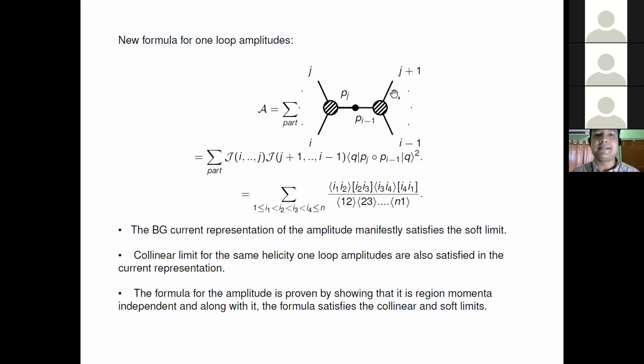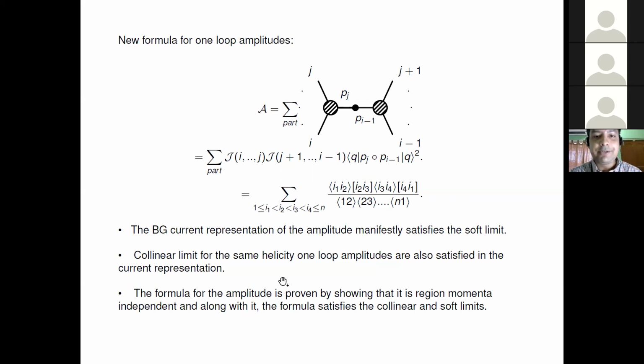But what we propose is a new formula for this result in terms of the Berends-Giele currents, and this accounts for the self-dual nature of the self-dual Yang-Mills theory. So the BG current representation of the amplitude manifestly satisfies a soft limit, because the currents themselves satisfy a soft limit. The collinear limit of the semi-helicity one-loop amplitudes is also satisfied in the current representation, because the current again satisfies a collinear limit, and there is a derivation. This amplitude satisfies the soft limit and the collinear limit because the current satisfies the soft limit and the collinear limits.